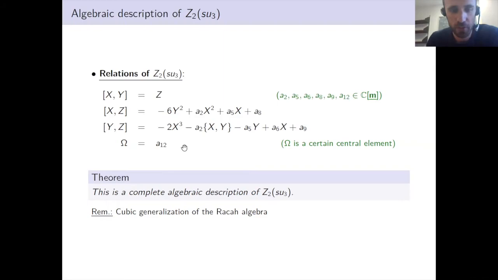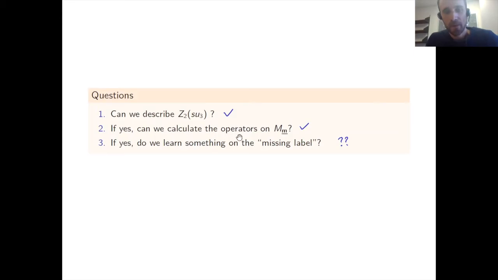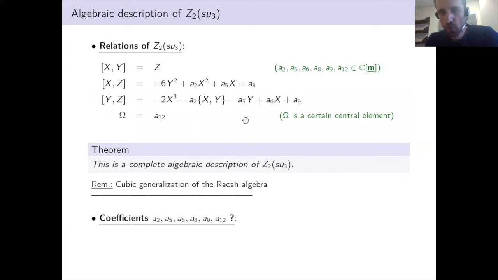Okay, so where are we? Almost at the end. The first question, the description of the centralizer, okay, it's done. The missing label operators, we have calculated them, good. So now I would like to answer the question: do we learn something on the missing label? At this point we have learned that the missing label can be given by X or by Y, and that this is the algebra satisfied by X and Y. So this is already a piece of information, but we want more. We want more exciting information.